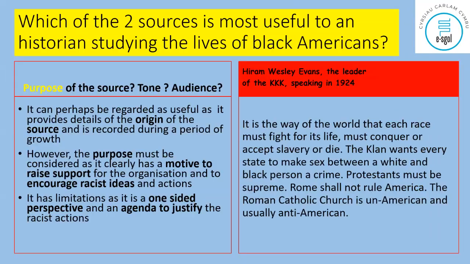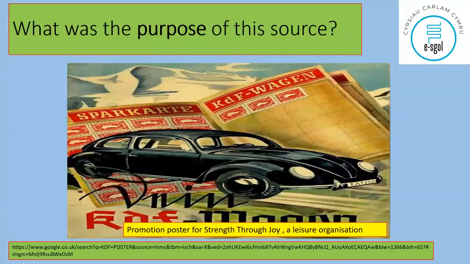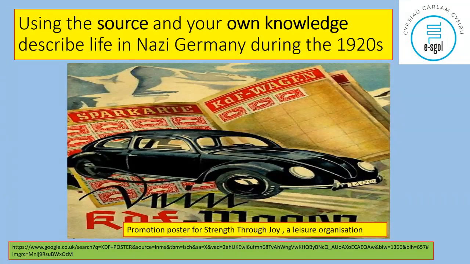Now, if you remember, I also mentioned there was another bonus question I would go through if needed. So I'm going to spend 2 or 3 minutes on the final question, the final question 1. Using the source and your own knowledge, describe life in Nazi Germany during the 1920s. So, of course, from the source, I can pick out a number of points.